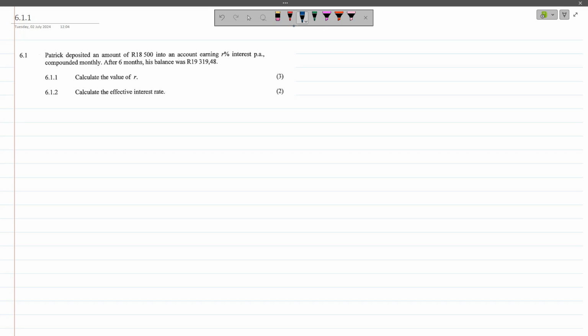In order to calculate the value of R, we are going to use the compound formula A is equal to P(1 + R)^N. Now, before we make any grand substitutions of 18,500 and all these numbers, let us first solve for R to make it easier to solve the problem.